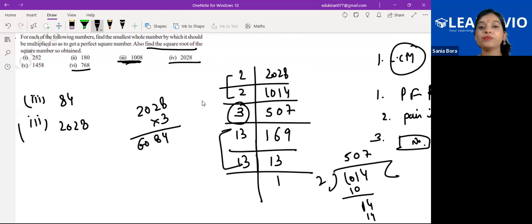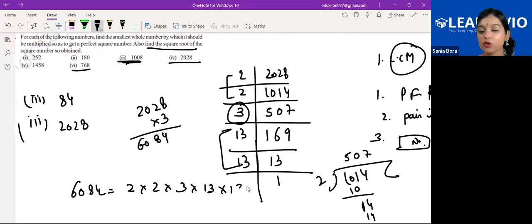Okay, so let me just finish this. You got 6084. So what will be the prime factorization of 6084? It will be the same: 2 multiply by 2 multiply by 3 multiply by 13 multiply by 13. Right? So you will add what? 3. So you will add a 3 here. You can add it here or wherever you want. Now 2 has a pair, 3 again has a pair and 13 has a pair. So 2 multiply by 3 multiply by 13.